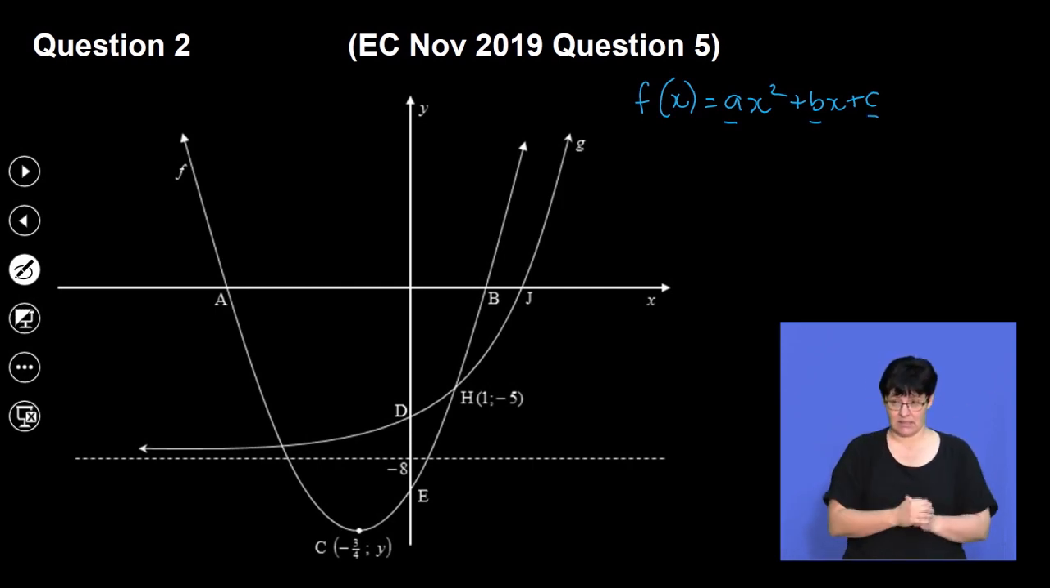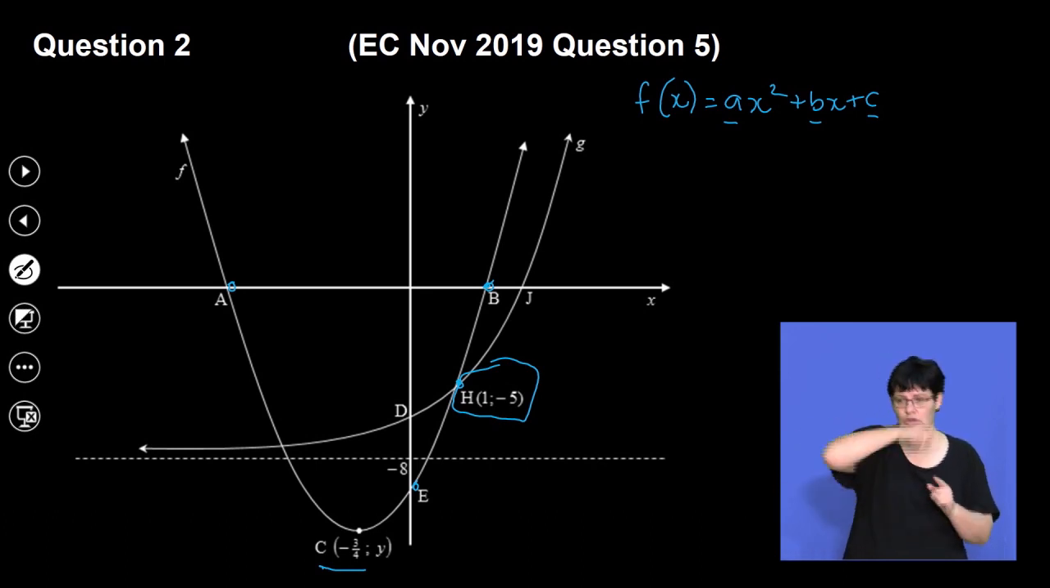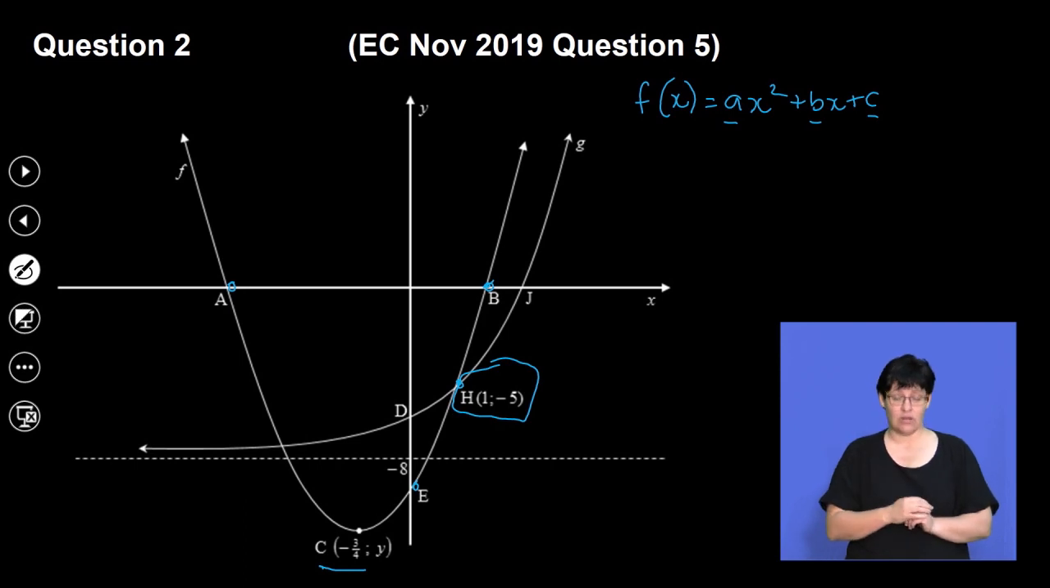Just looking at this parabola, we don't have very much information. We don't know a lot about it. We don't know the x-intercepts. We don't even know the y-intercept over there, which is e. What we do know is that this point h lies on the parabola as well as the exponential curve. And then we know the x-coordinate of the turning point down over there. So we don't have very much to go on.